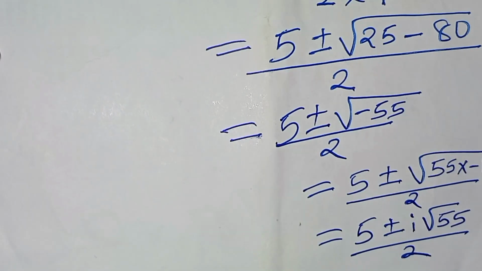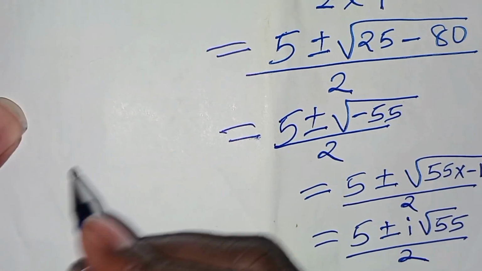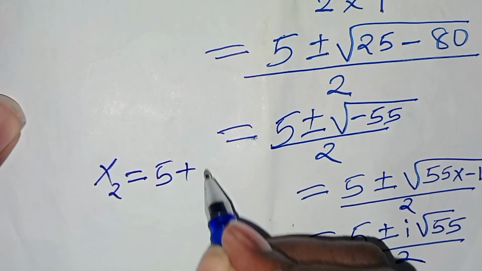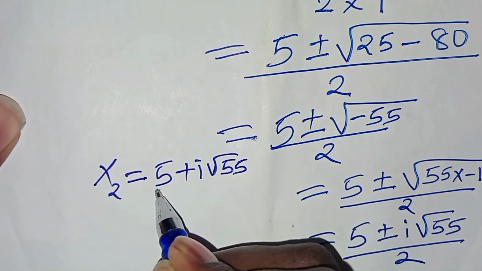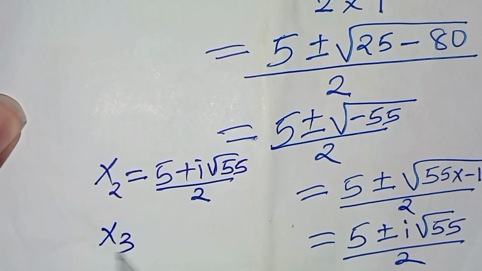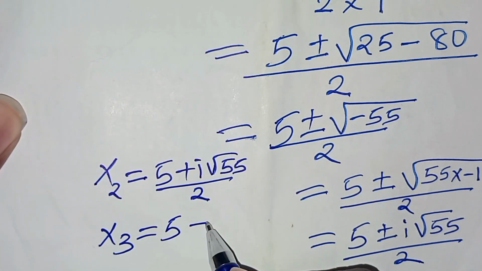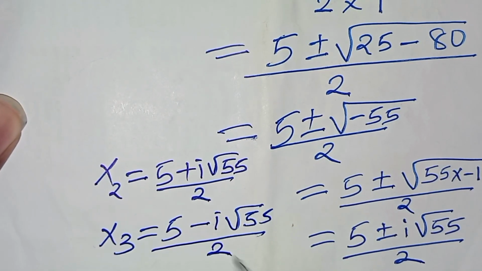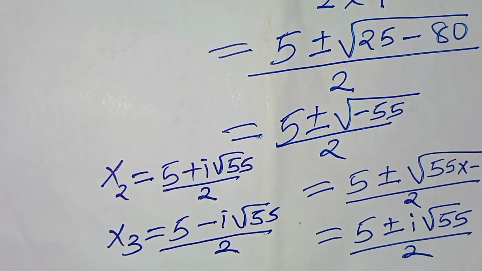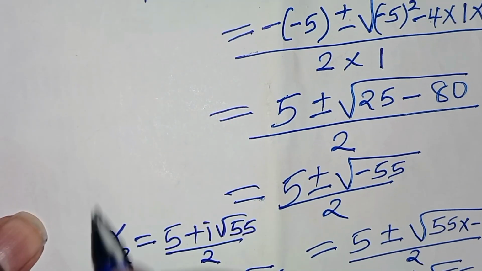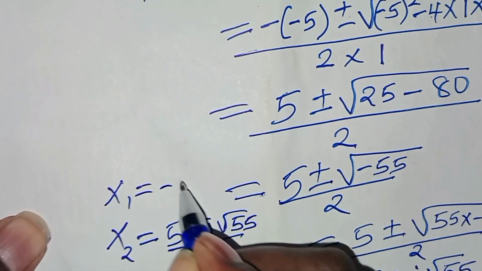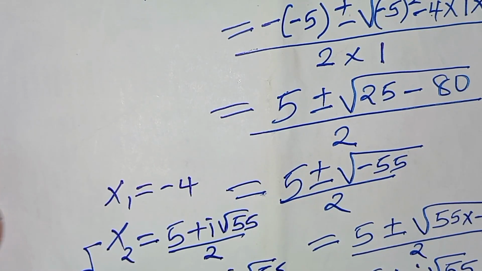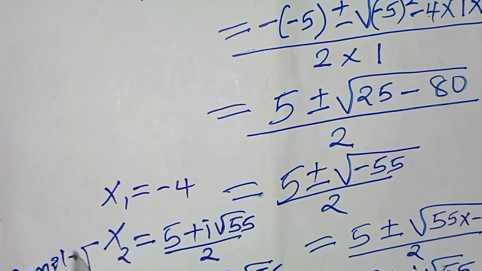So in this case we have two complex values. We have x2, which is equal to 5 plus i square root of 55 divided by 2, and we have x3, which is 5 subtract i square root of 55 divided by 2. So in this case we have three solutions. We have x1, which is equal to -4, and x2 and x3, which are complex roots.